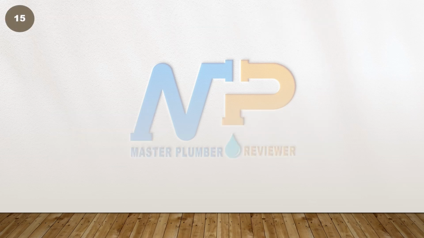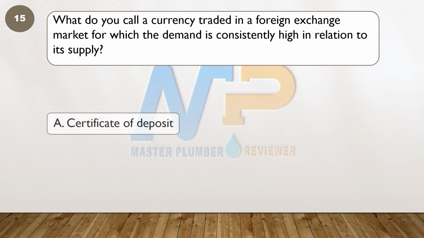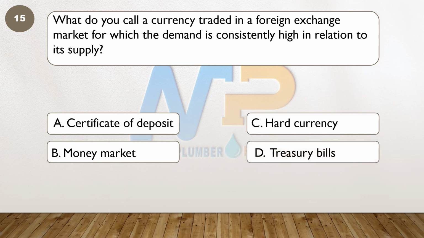Number 15. What do you call a currency traded in a foreign exchange market for which the demand is consistently high in relation to its supply? A. Certificate of deposit, B. Money market, C. Hard currency, D. Treasury bills. The answer: it's C. Hard currency.